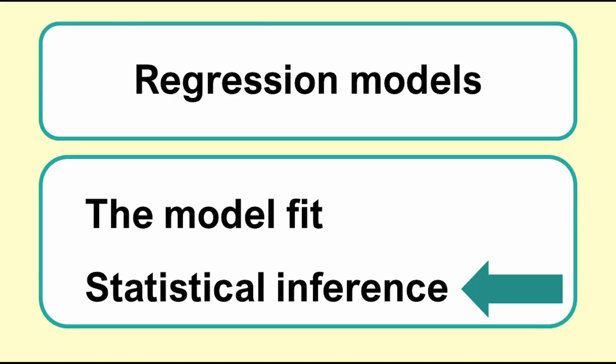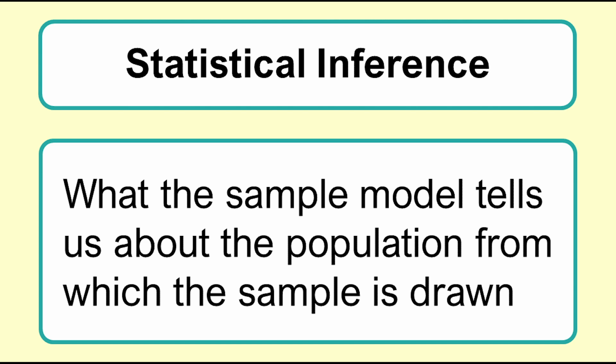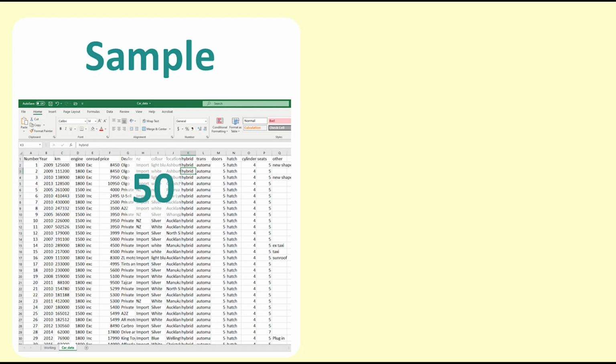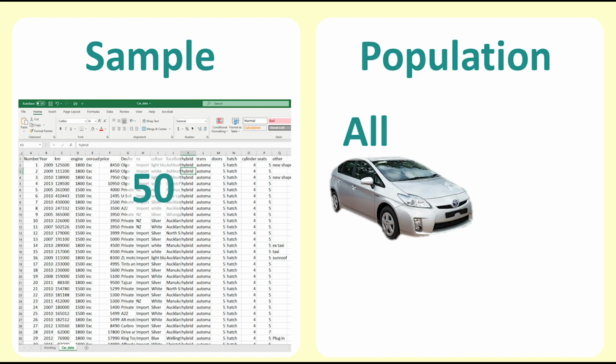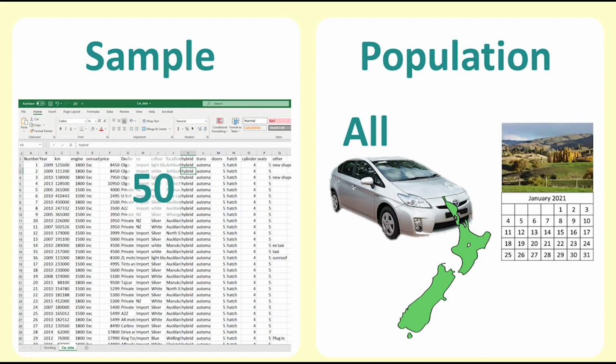Statistical inference around a multiple regression. Statistical inference is about what the sample model tells us about the population from which it is drawn. Statistical inference examines what evidence we have that the model we've fitted to the sample data, the 50 cars in the database, also applies to the population from which the sample is drawn, all Toyota Prius cars for sale in New Zealand in January 2021.